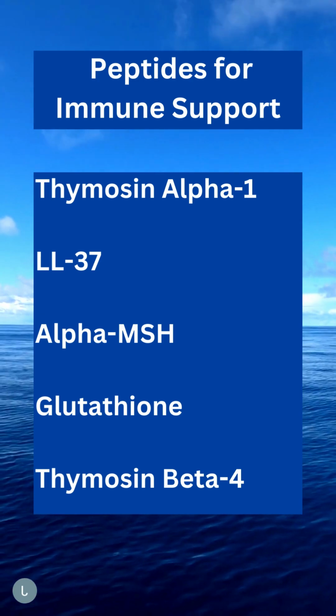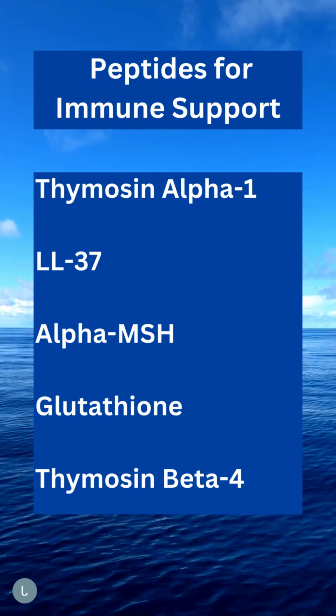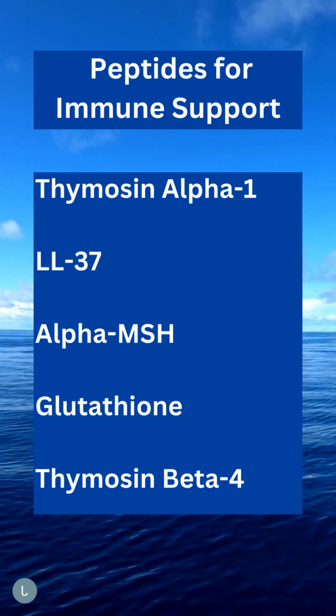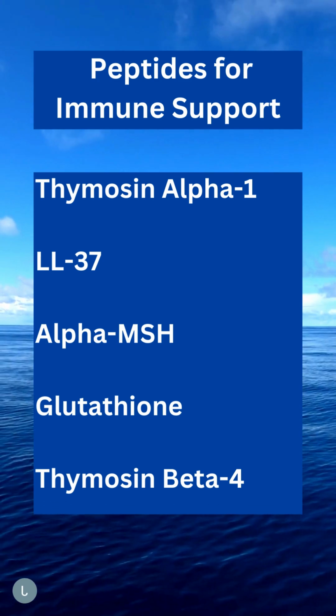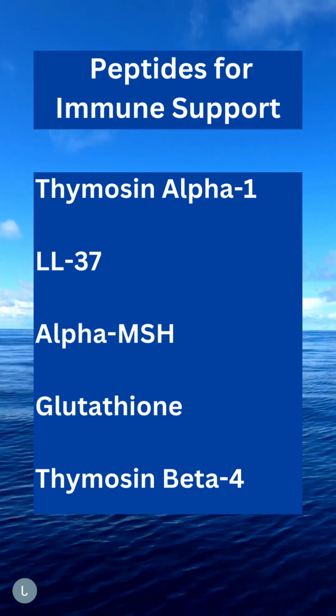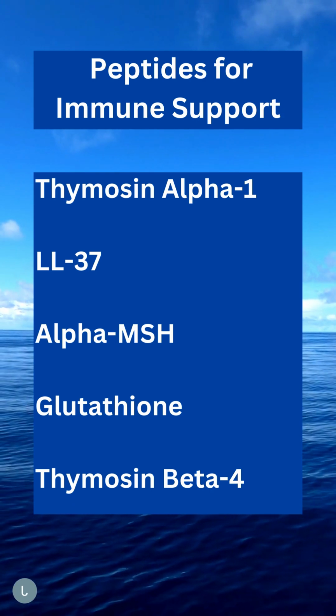LL37 is a peptide known for its potent antimicrobial and anti-inflammatory properties. It's produced by immune cells. It is vital in protecting the body against infections. It also helps reduce inflammation, thereby improving immune function and lowering the risk of chronic disease.